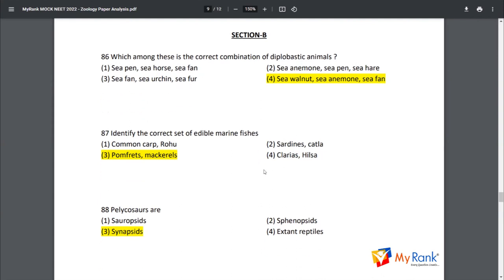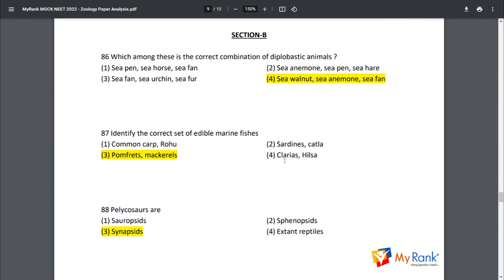Moving to question number 87, identify the correct set of edible marine fishes. Now here, the point that you should check for is the marine. So amongst the following options, you should pick the answer which has both the marine fishes. Option 1 states common carp and rohu, which are freshwater fishes. So rule it out. Sardines and katla. Katla is again a freshwater fish.